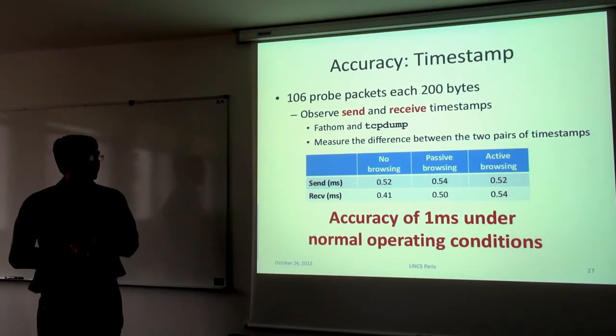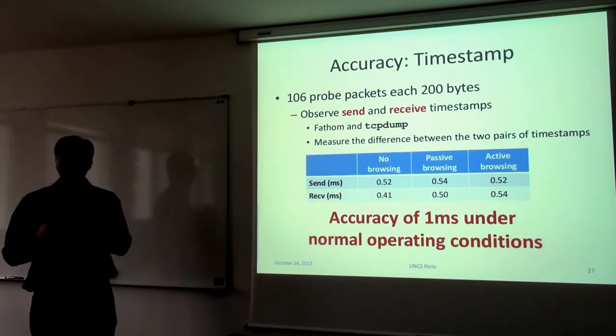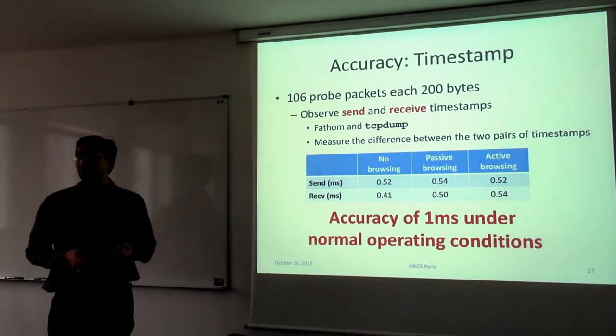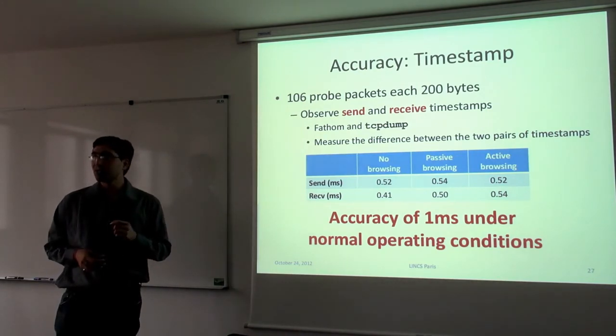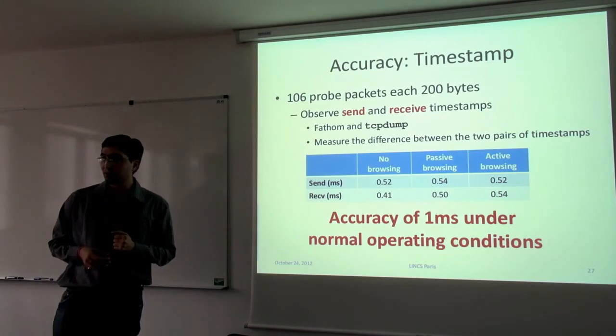Now this table shows the results of our experiments, and it shows that under normal operating conditions, Fathom's timestamp accuracy is 1 millisecond, which is the available granularity of the JavaScript timer on the web browser.